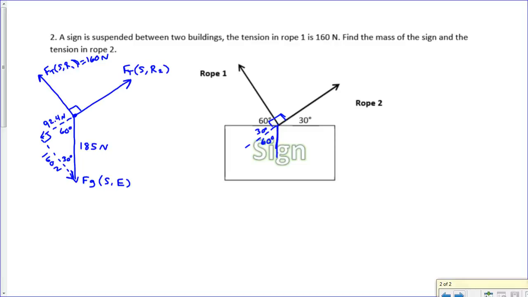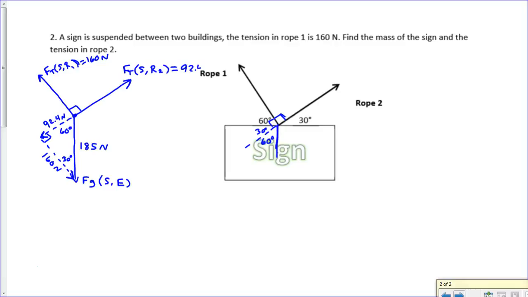And then the next thing that we have to realize is that this portion here, this portion that's going down and to the left of the gravitational force, is directly in opposition to the tension force that's going up and to the right from rope 2. And so we've got this 92.4 newtons going down and to the left, and that equals this section here. And so this tension force is also 92.4.